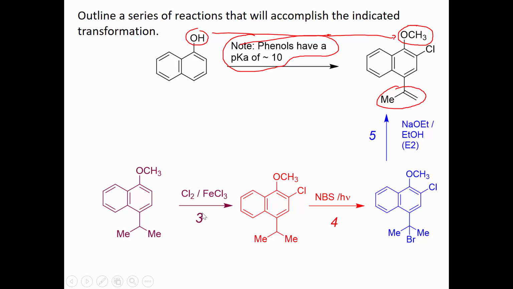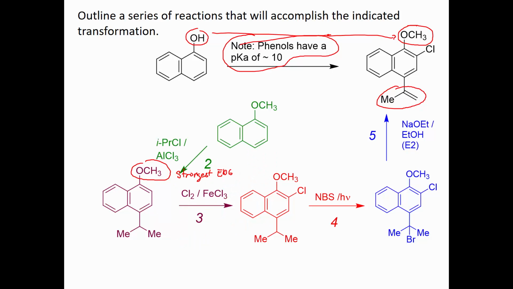All right, so if we treated this compound with chlorine and FeCl3, we would expect the chlorine to go ortho to the strongest electron donating group, which is this group right here. This is our strongest electron donating group. All right, in our second step, we would just take this methyl ether right here and subject it to the Friedel-Crafts alkylation using isopropyl chloride.